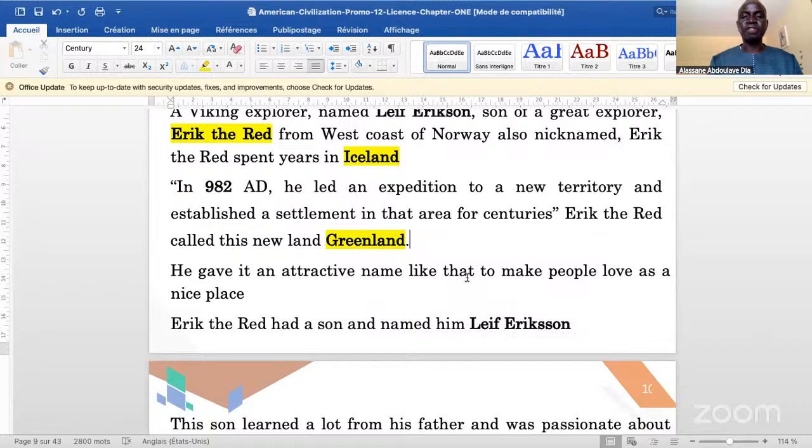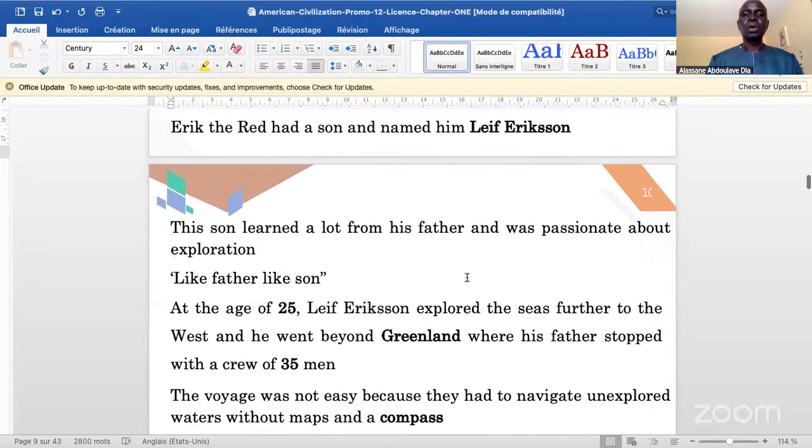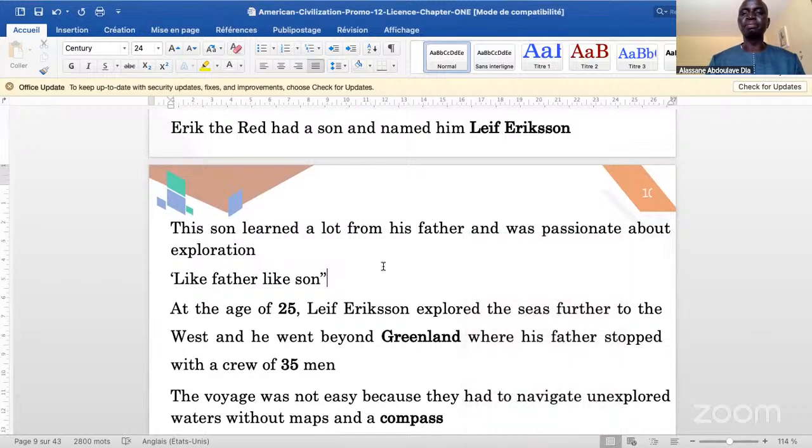Children like what their fathers do. As the English proverb goes, like father, like son, tel père, tel fils. Eric the Red, Eric the Explorer, who discovered Greenland and Iceland, is a Viking explorer. He had a son, and his son is named Leif Erikson. His son learned a lot from him. And his son was passionate about exploration. His son too wanted to become an explorer like him.